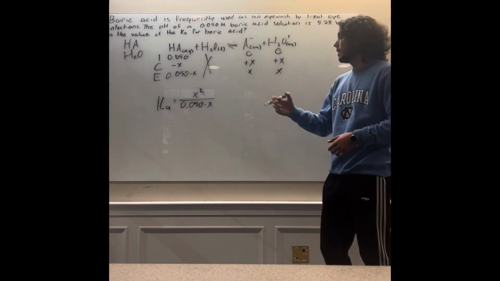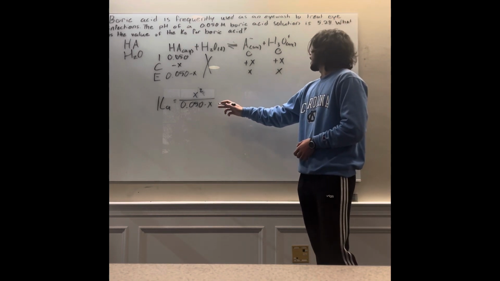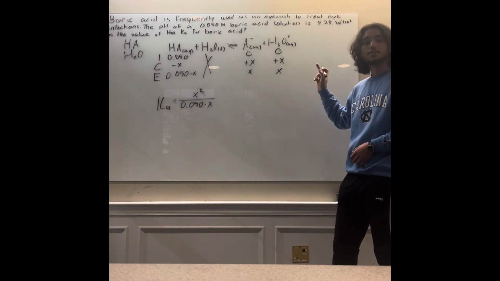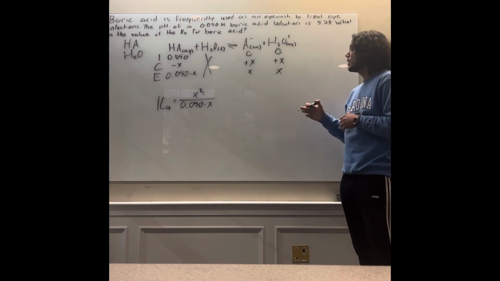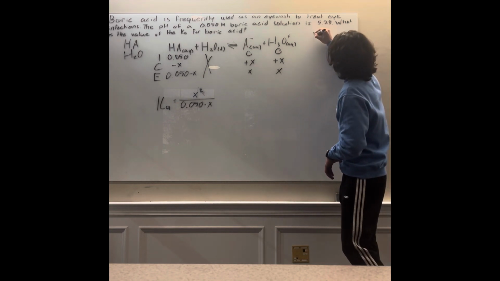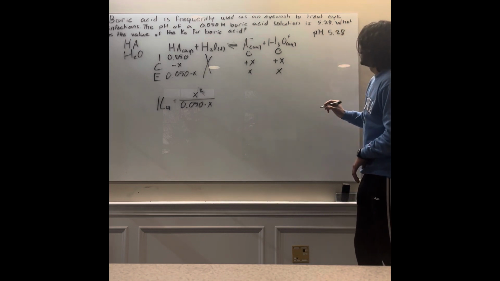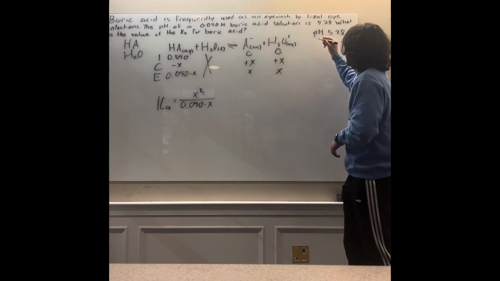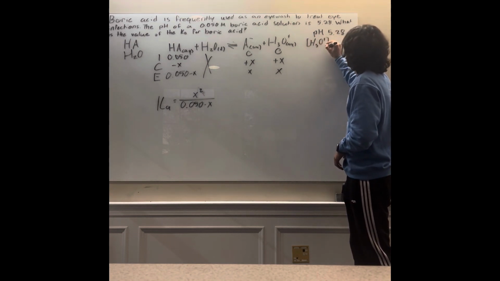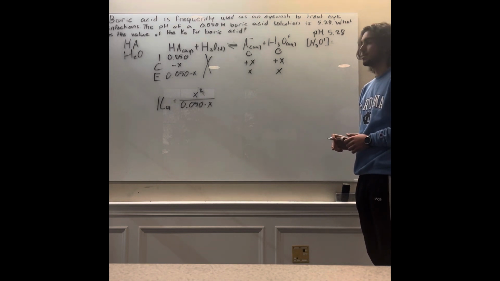Now sometimes we're given a Ka, and we use that Ka in this expression to solve for our X, which will tell us what our concentration of H3O plus is and allow us to determine pH. However, here we're not given that Ka value, but we are given a pH. So we have our pH of 5.28, and with that, we really know what our concentration of hydronium is, as pH is our negative log of our concentration of H plus.